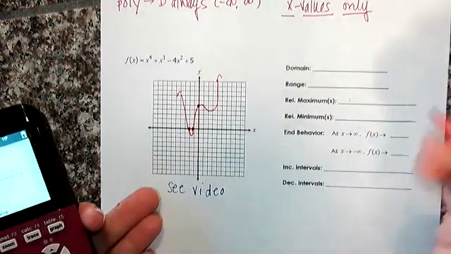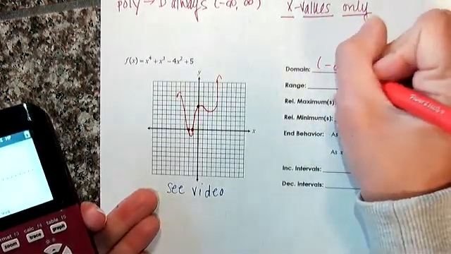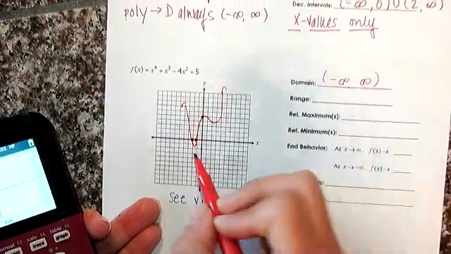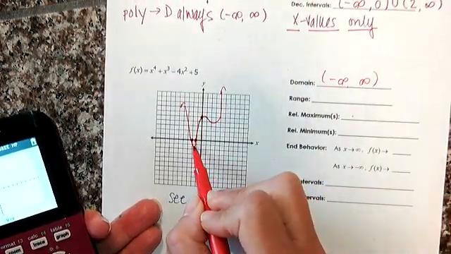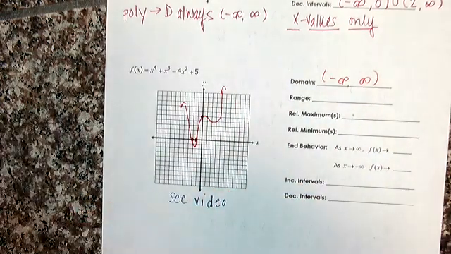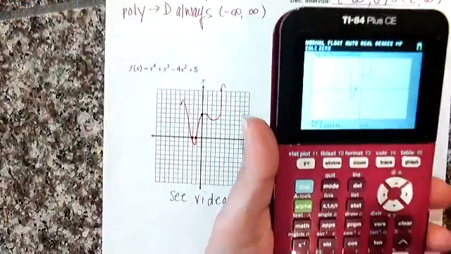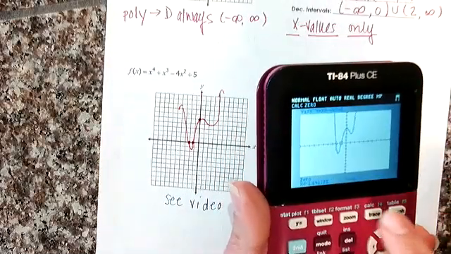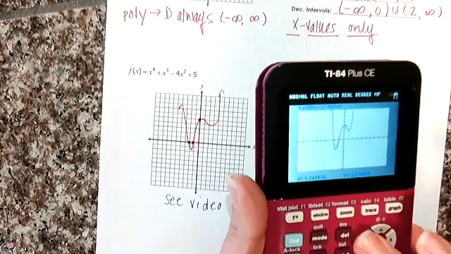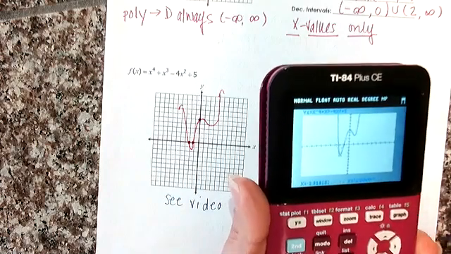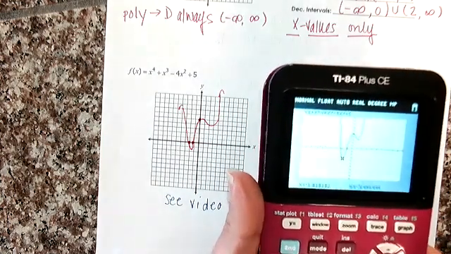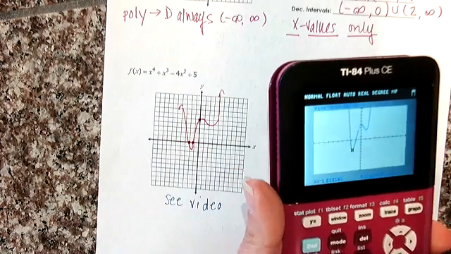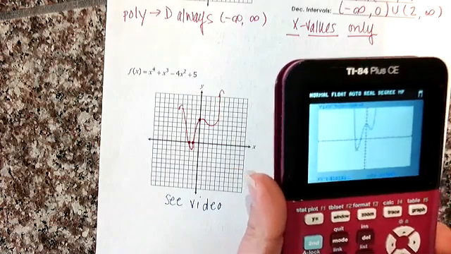The domain of this is all real numbers. The range. So this point right here is my lowest y value. I'm going to trace that, so I'm going to push the trace key, and I'm just going to trace and approximate what that value is. It looks like it's about negative 1.8, comma, negative 3.3-ish.